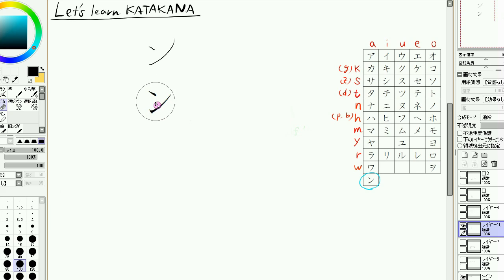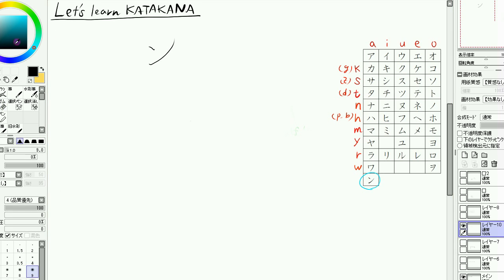Now let me start by showing how to write this. You first make a little dot here, and then from the left bottom, you sweep up to the right, like that. All right. Now, as I've said in the previous video, look here. It looks very, very similar to this one. Look how they resemble each other. So let me show you how to distinguish these two. Okay, so this one is "so", right? So let's write it.